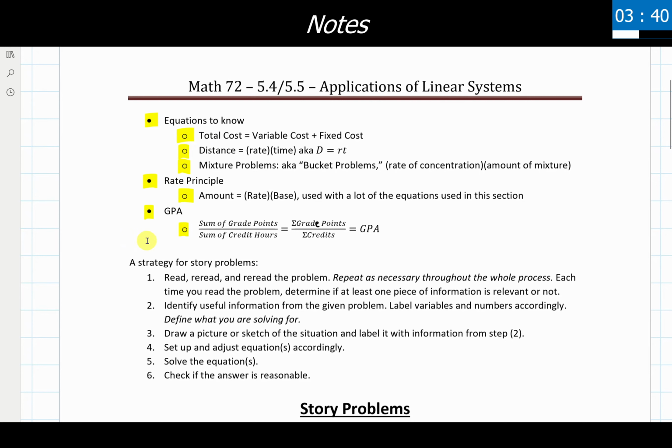And our last one that we have is a GPA problem. If we're going through and determining our grade point average for a class or amongst a certain number of classes that we are taking. This is probably the outlier of all of these in that it doesn't always create a system of linear equations, though it can in some instances.